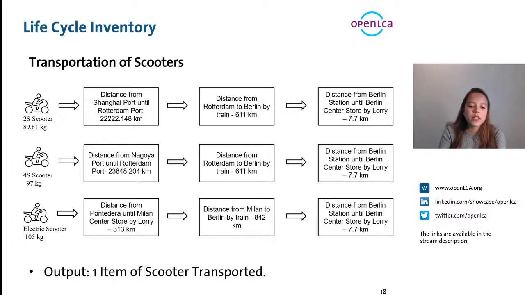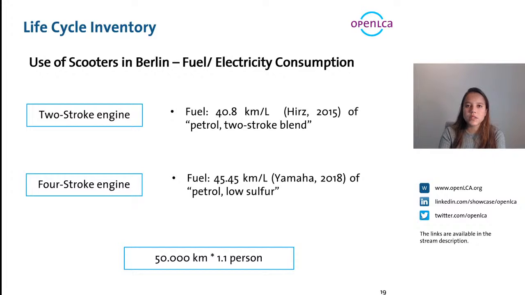Okay, continuing, the next part is the use of the scooters in Berlin. When we are talking about the use of scooters, we know that the motor scooters require fuel and the electric one requires electricity. So we need to collect data about the fuel consumption from literature or from the supplier. For the two-stroke model, I didn't find the fuel consumption of the specific model that we are considering, so I collected it from literature. And this petrol two-stroke blend is the name of the flow from Ecoinvent that was considered. And for the other model, I was able to find the fuel consumption of the model itself.